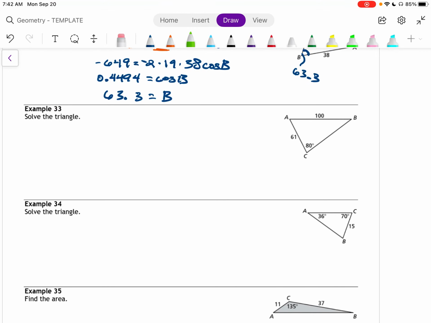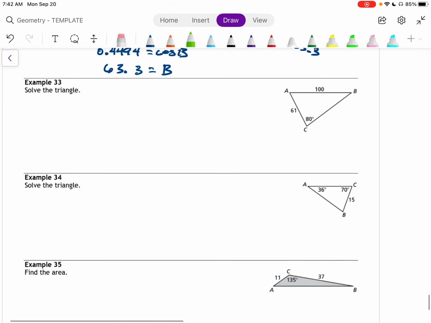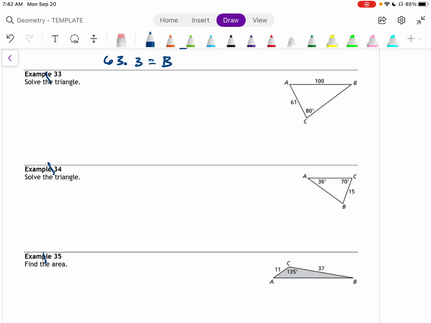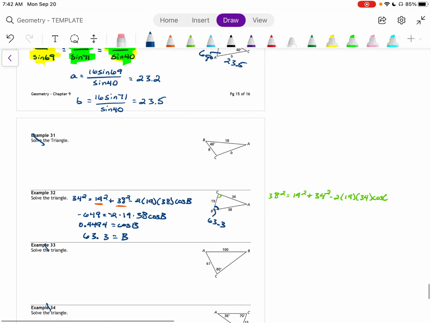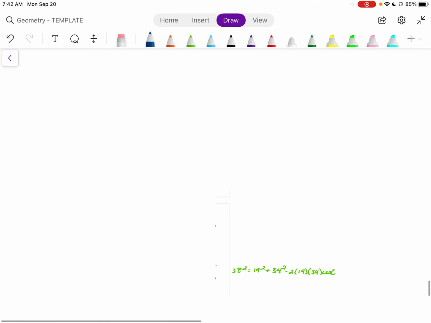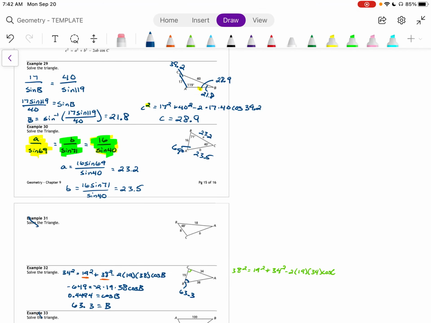I'm going to skip numbers 33 and 34, and I'm going to skip 35 too. You're welcome to ask me about those in class. I'd be happy to do them in class. But a lot of your homework is going to be very similar to 29, 30, and 32. So there we are.